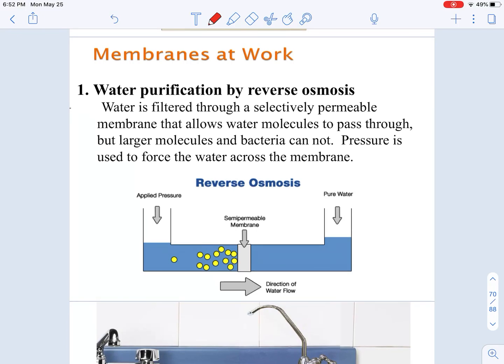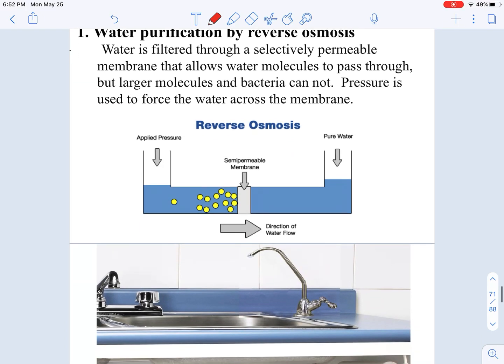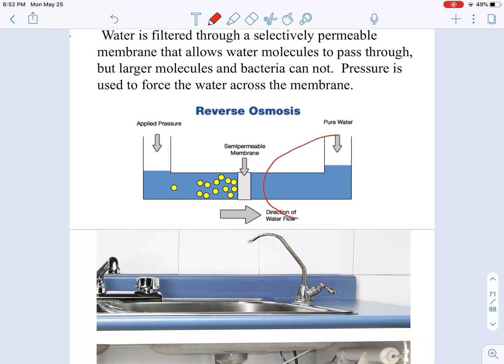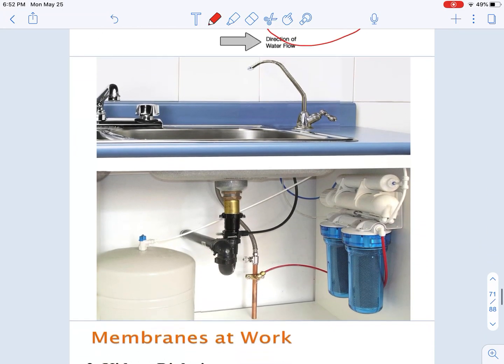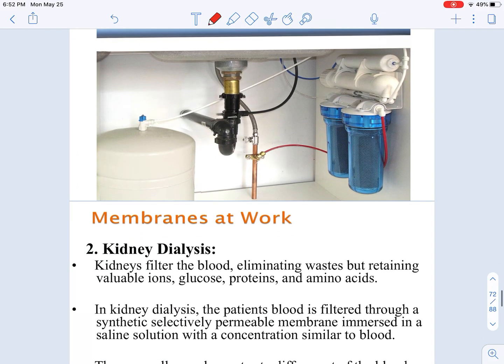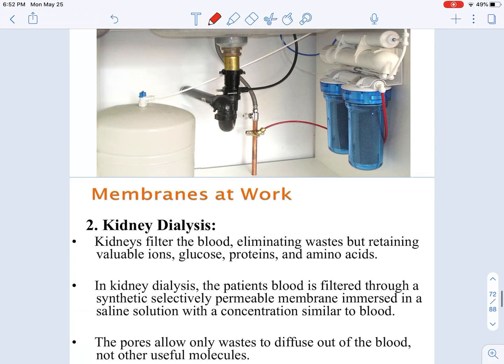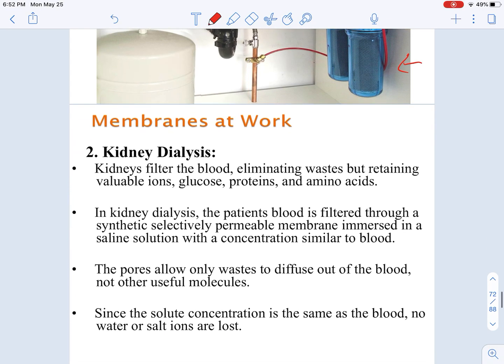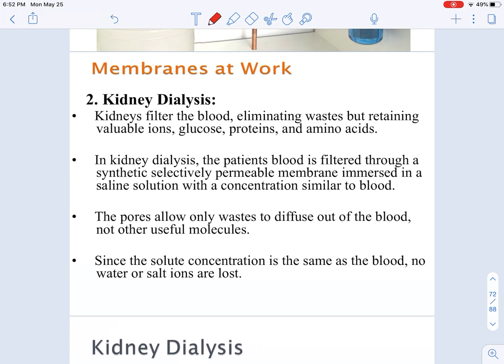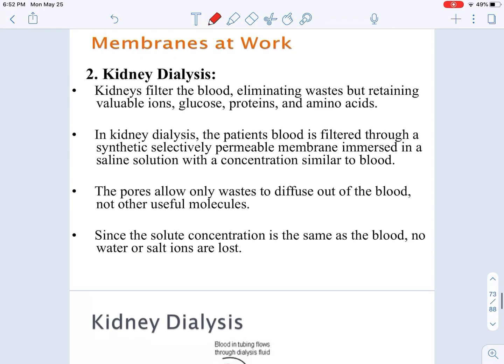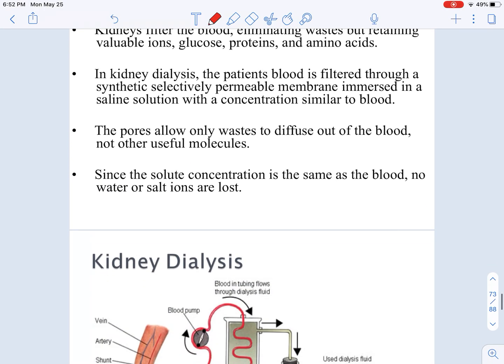Two examples of membranes. One is reverse osmosis, where we've got water being pushed through a membrane, and basically pure water can get through, but bacteria or other impurities do not. So water is pushed through this membrane and ends up being pure water on the other side. And there are big jugs of water you can buy or get a process in your house that does reverse osmosis. And then kidney dialysis is where someone's kidneys don't work, so they have to filter their blood.